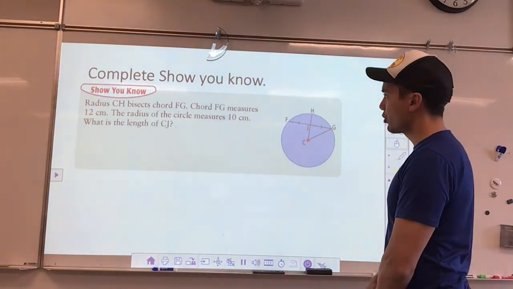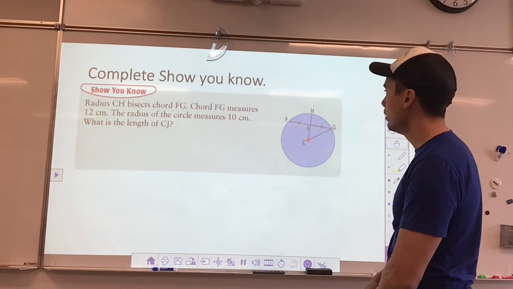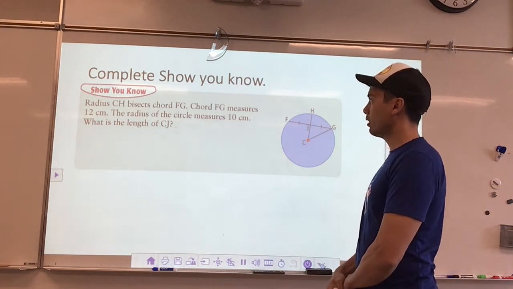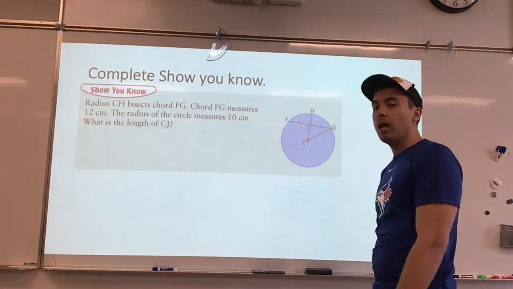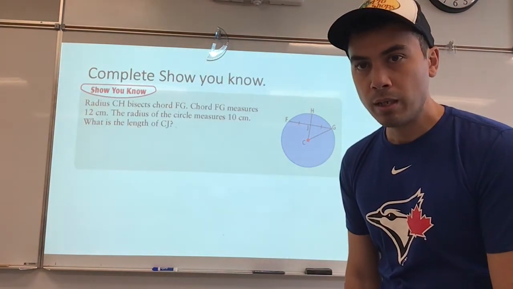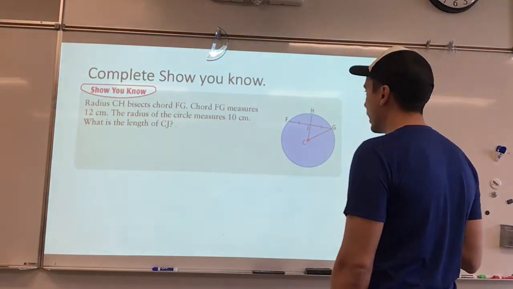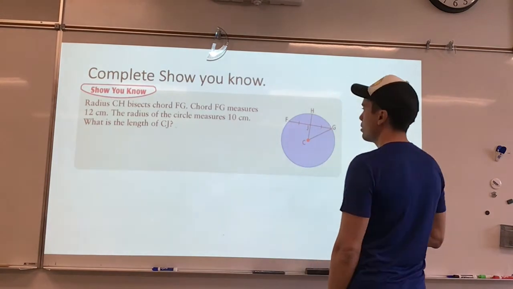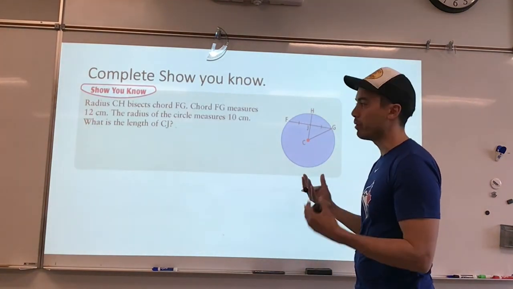Radius CH bisects chord FG. FG measures 12. The radius of the circle measures 10 centimeters. What's the length of CJ? When I get into a question like this, and I've got a diagram, what I'm going to do is label my diagram as best as I can so that things might pop out at me.